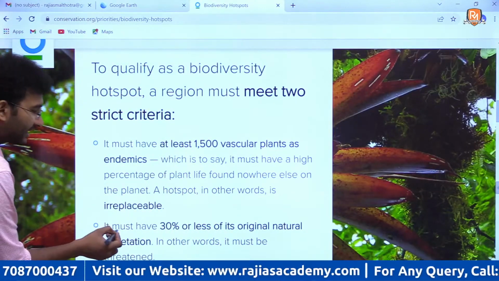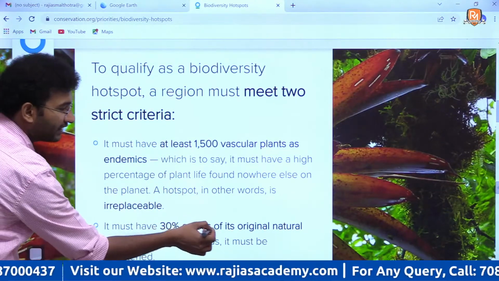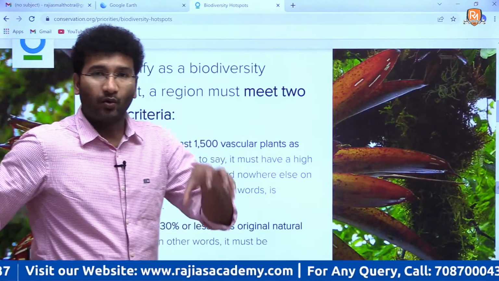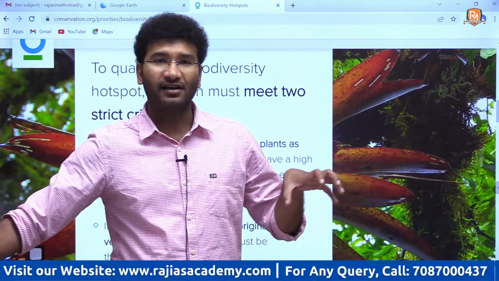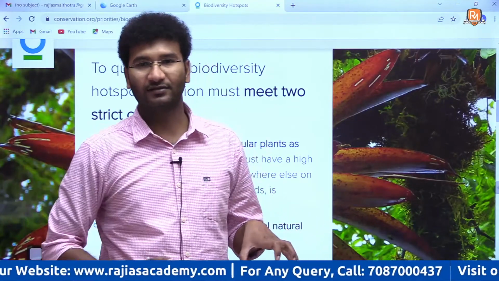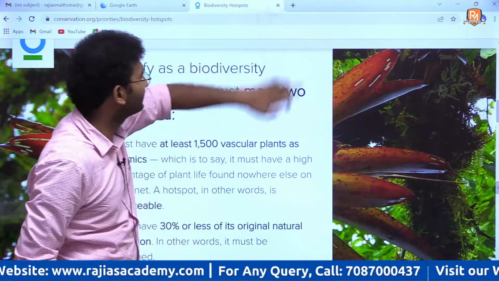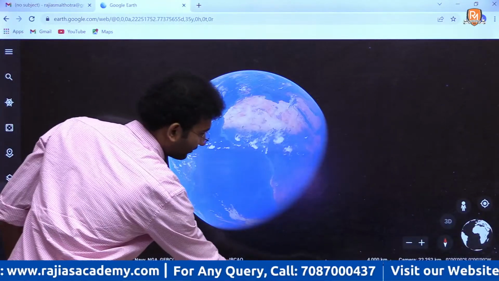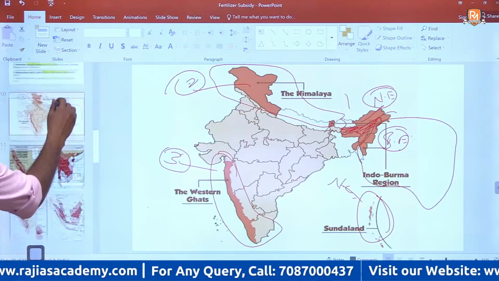Secondly, it says that it must have 30% or less of its original native vegetation. That means only 30% of the vegetation is left and the rest, around 70% of the vegetation, is lost, right? Clear? This is the definition from the official website itself. Let's come back.